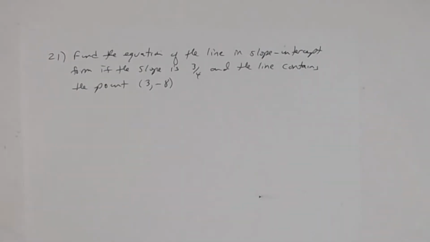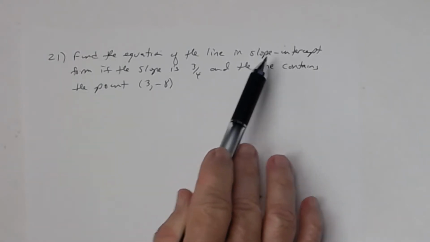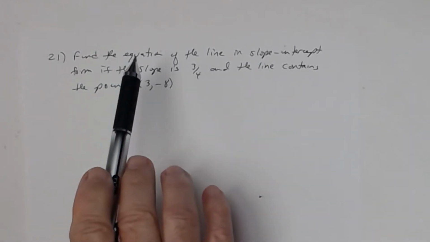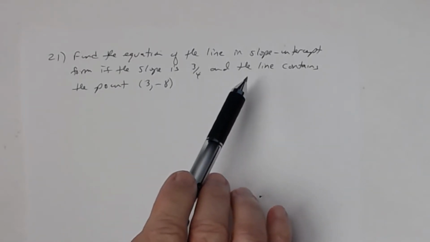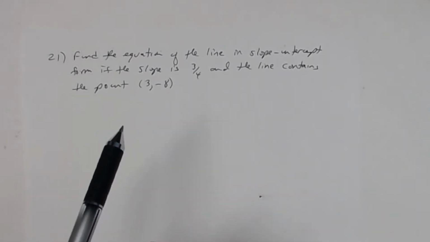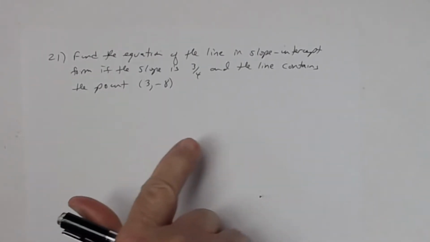All right, so number 21 asks you to find the equation of a line, and you want the equation in slope-intercept form, and you're told that the line, this line here, has slope 3/4, and that the line contains this point. Now, when we found the equation of a line, remember we looked at it in two approaches.